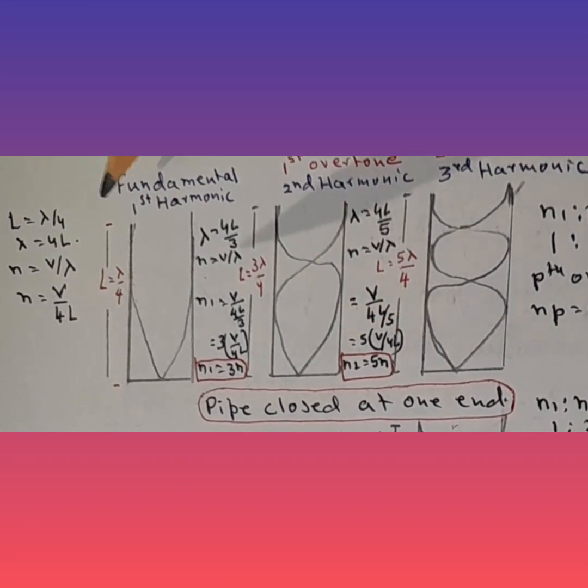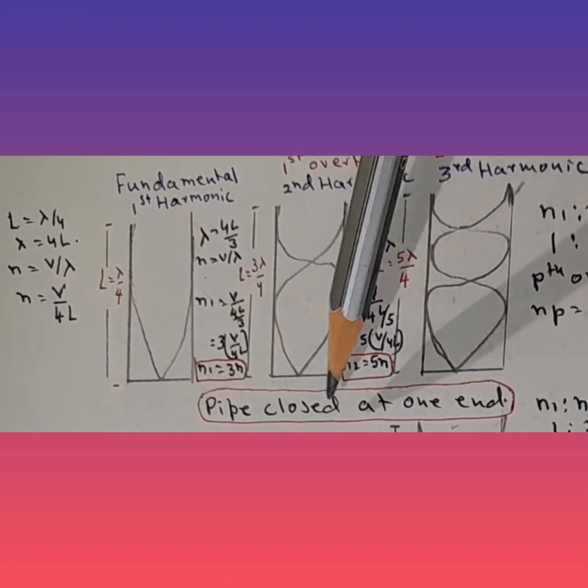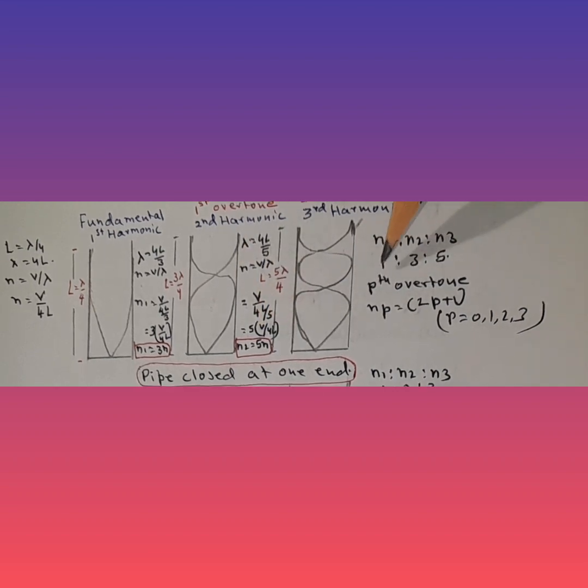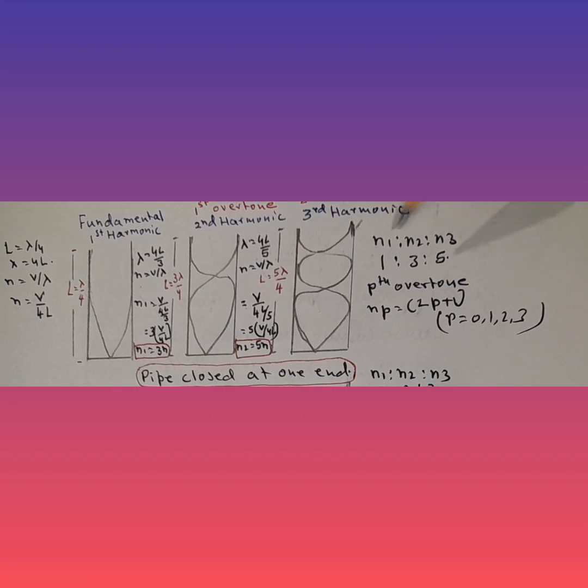So what do we observe? We observe that in case of a pipe closed at one end, the fundamental or first harmonic is N, the first overtone or second harmonic is 3N, and the second overtone and third harmonic is 5N. So N1 is to N2 is to N3 is equal to 1 is to 3 is to 5. Now for the pth overtone, N_p is equal to (2p plus 1) N. Now 2p plus 1, why? Because it's an odd number, right?